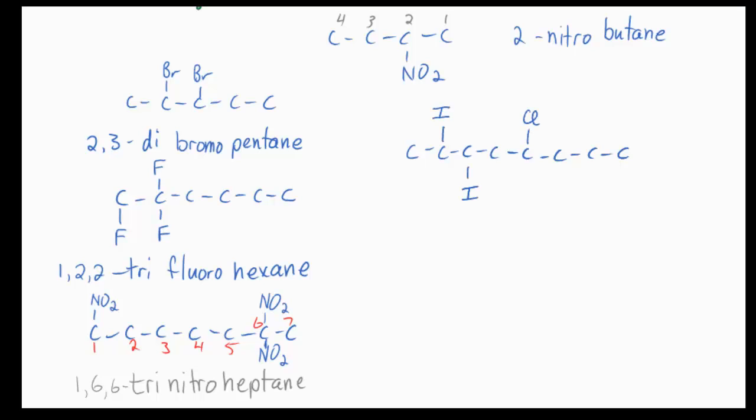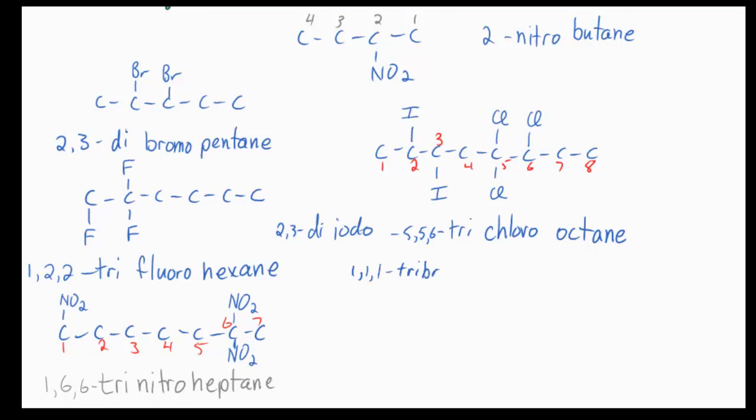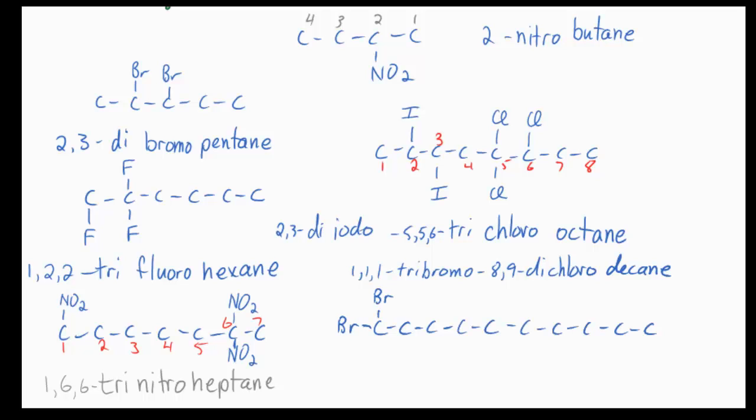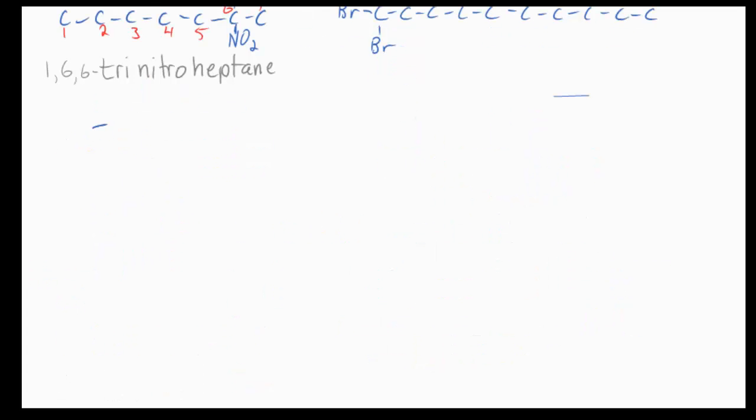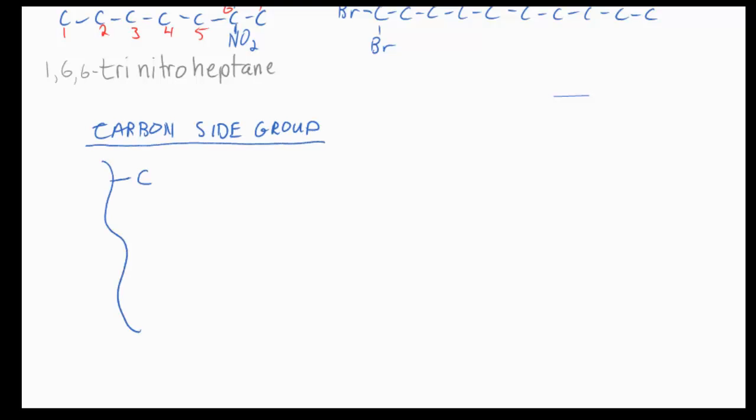Here I have 8 carbons in a row, so it's an octane. We have 3 chloros, and we have 2 iodos. We can call it 5,5,6 trichloro, 2,3 diiodo octane in any order, and 1,1,1 tribromo, 8,9 dichloro decane. These all exist. Well, it's possible that carbon itself can be part of a side chain.